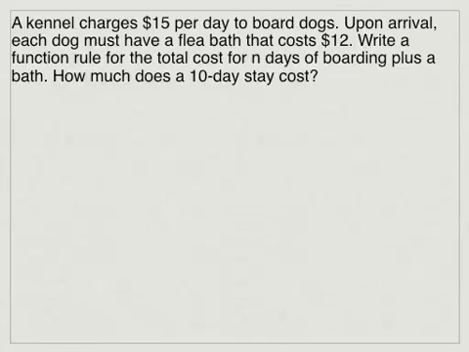Anytime we see per, we're thinking we're going to need to multiply that 15. And in this case, I'm going to need to multiply that 15 by the number of days that the dog is going to stay. Now, it also says that upon arrival, the dog must have a flea bath that costs $12. That is a one-time cost for the bath. Once they have the bath, they don't need another one. Hopefully they didn't have fleas, but they have their bath, so they're not going to be spreading it around the kennel. So the 15 is going to be multiplied by the number of days, and then plus 12 is going to be the one-time cost for the flea bath.